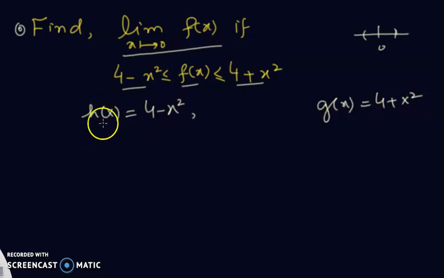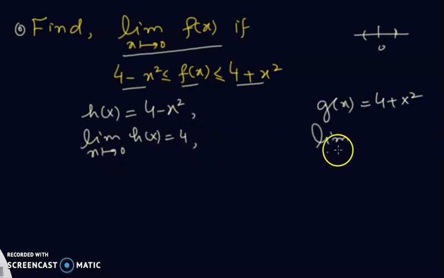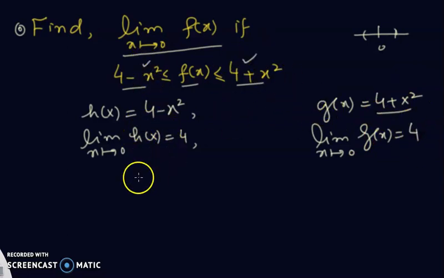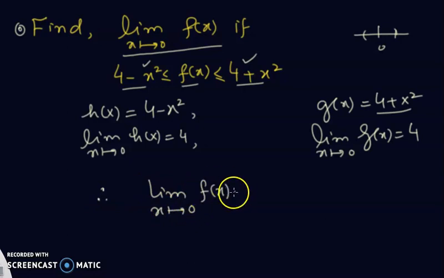If I compute the limit as x goes to 0 for h of x, you can easily calculate that this limit is 4, and you can calculate the limit for g at 0. You just need to substitute, it is 4. Because the limits of the exterior two functions agree, we can conclude by using the squeeze theorem that the limit of the function f of x at 0 is also going to be 4.